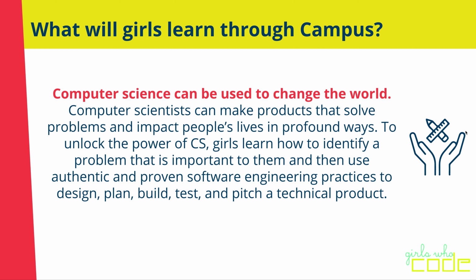The third thing we want girls to walk away from our program with is an understanding that they can use computer science to change the world. So we show them that computer science can make products that solve problems that impact people's lives in profound ways through things like Women in Tech Spotlights. We also teach girls how to identify a problem that's important to them and then use authentic and proven software engineering practices to design, plan, build, test, and pitch a technical product in the second week of their capstone experience.